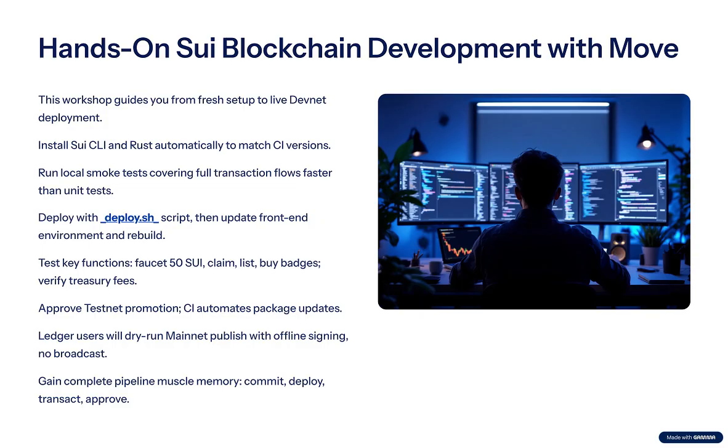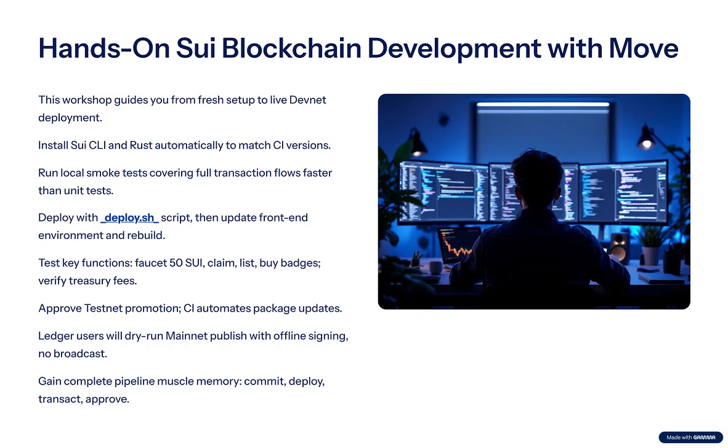We'll walk through local net smoke tests, faster than unit tests because they cover full transaction paths. Next, you run /scripts/deploy.sh devnet. Watch Slack light up with a green check. Then you swap .env.dev in the React frontend, rebuild, and serve. Faucet yourself, 50 SUI, claim a badge, list it, buy it from a second wallet. Verify fees land in Treasury.